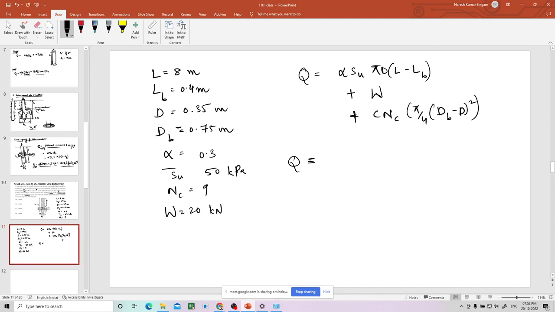I am also doing along with you people. Can you please tell me? C means SU. Remember, in clays, C is equal to SU always.